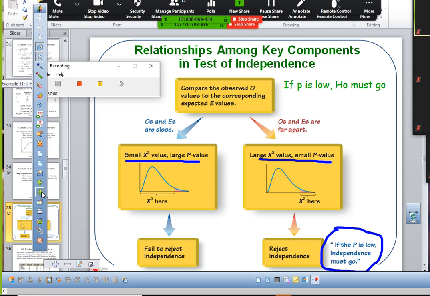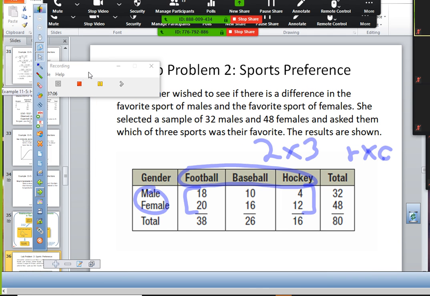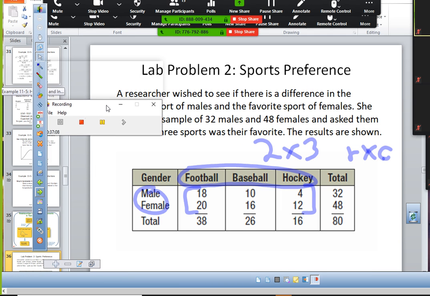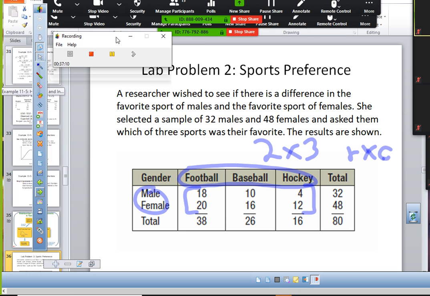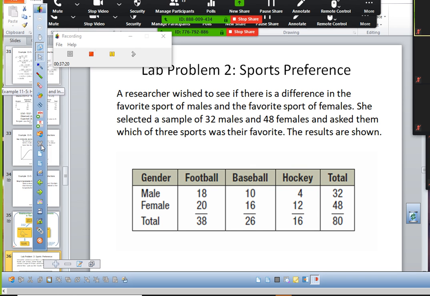Now you guys are going to do lab problem 2, sports preference. Let's get Angela to go ahead and read. Lab problem 2, sports preference. A researcher wished to see if there is a difference in the favorite sport of males and the favorite sport of females. She selected a sample of 32 males and 48 females and asked them which of 3 sports was their favorite. The results are shown.